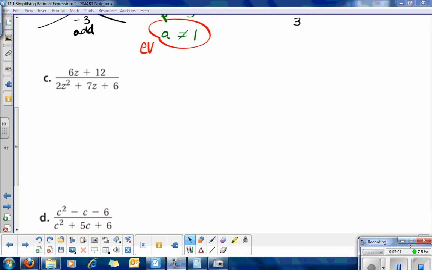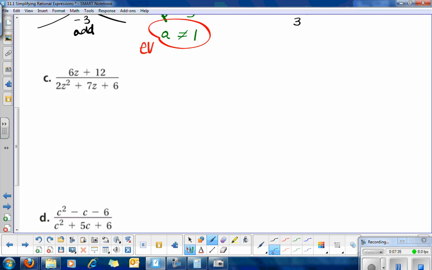All right, so let's take a look at problem C. Problem C, again, is the same thing. We want to do some factoring. We have a trinomial in the denominator, so we're going to want to factor that trinomial. Now, if you'll notice, this is in the form ax squared plus bx plus c. Since there's that a in the front, that means that we have to use the AC method when we factor. And you guys should know how to do this. We just tested on it.